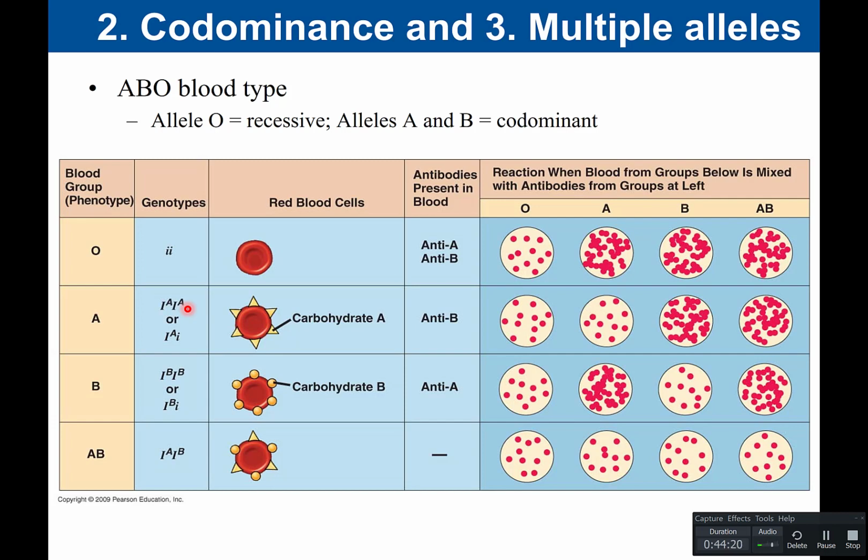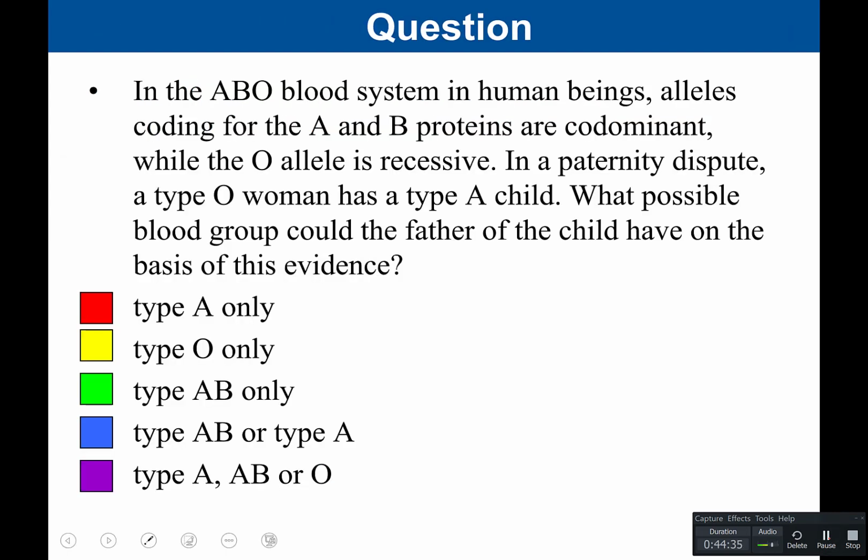And so this shows multiple types of variation in Mendelian genetics: codominance, because A and B are codominant, and multiple alleles. There are more than 2 alleles.